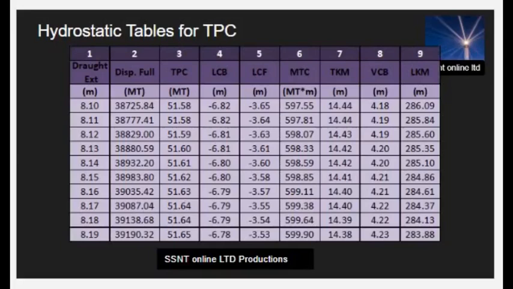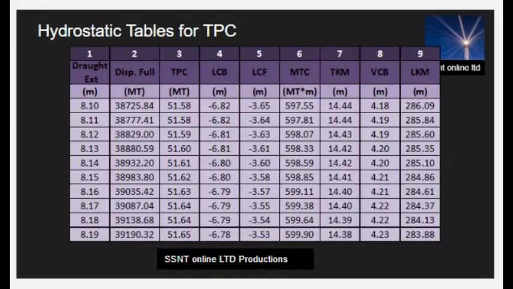The third column, TPC, means tons per centimeter. It is the amount by which the displacement must be altered to change the draft by 1 centimeter. As weights are loaded and discharged, there is a change in draft that occurs with the change in displacement.